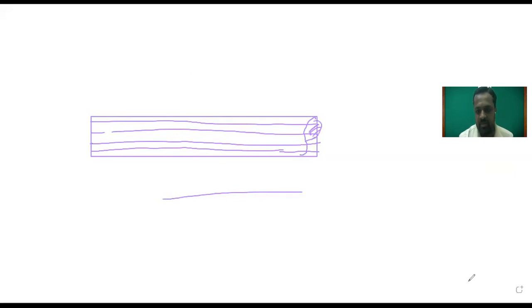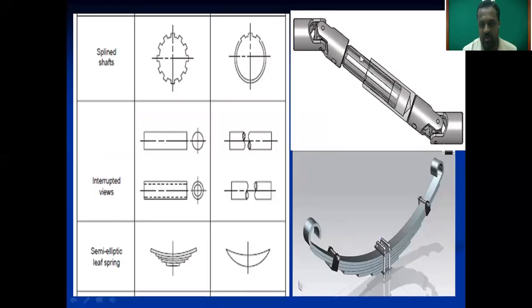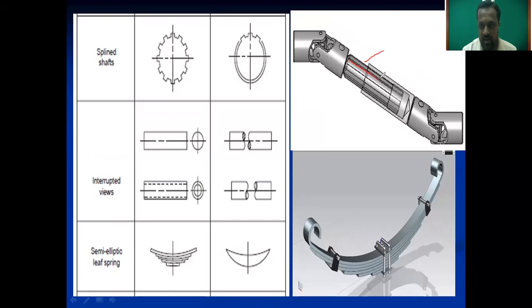See, this is the animation. This is called the spline shaft, and we are providing splines on the surface of the shaft. What can we call splines in Marathi? खाचा. शाफ्टच्या सरफेसवर अशा प्रकारे आपण स्ट्रेट खाचा प्रोव्हाइड केलेल्या आहेत.